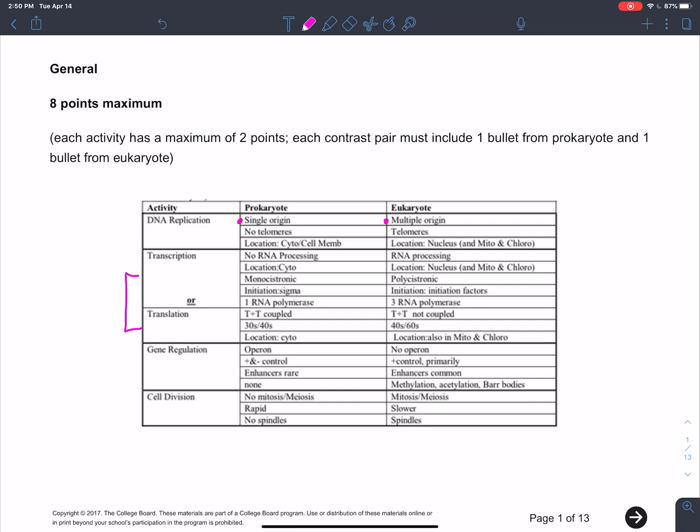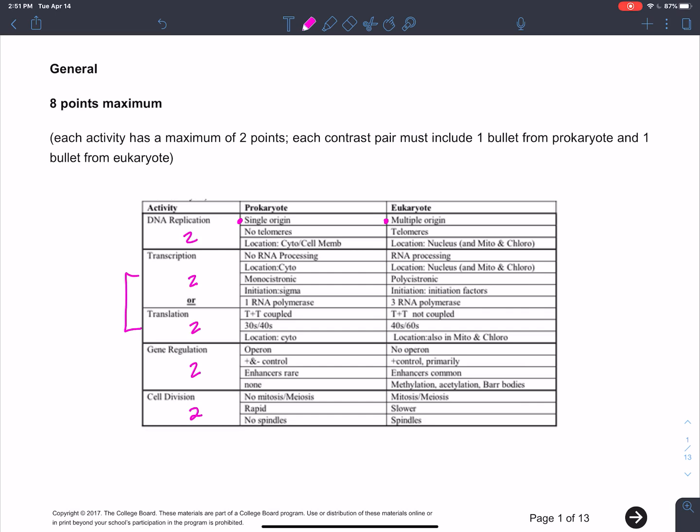So if you look at this, there's a potential of 10 points and you only need 8. You could get 2 from this box, 2 from this box, 2 from this box, 2 from this box, and 2 from this box. Most of these should be self-explanatory. In the DNA replication, the second one is the presence of telomeres. And the third one, the location that it occurs, the nucleus versus the cytoplasm. Then let's talk about transcription.